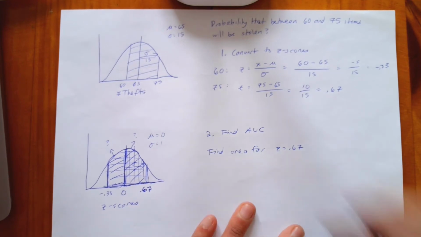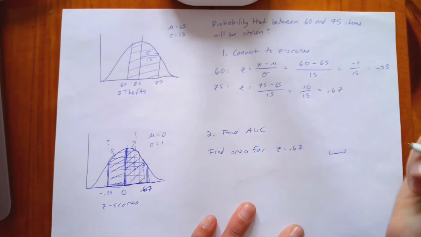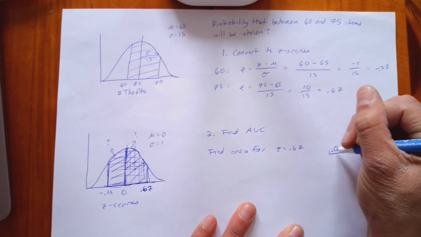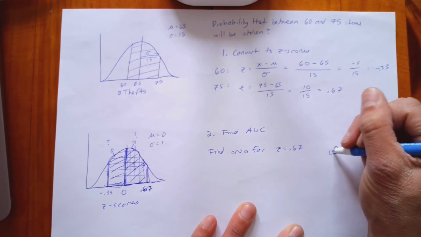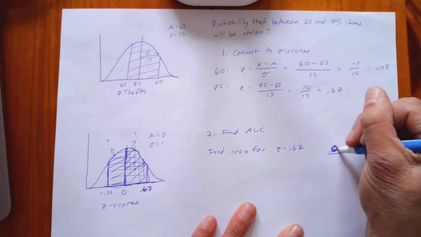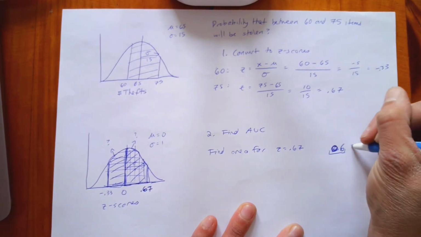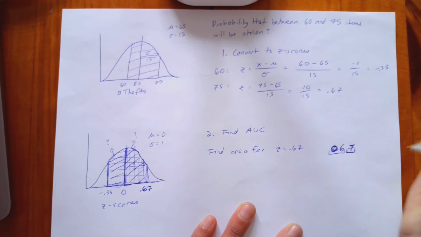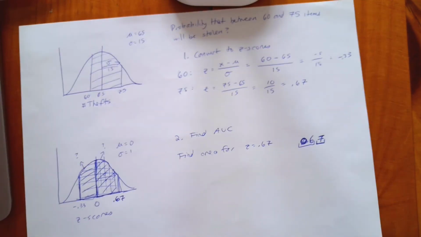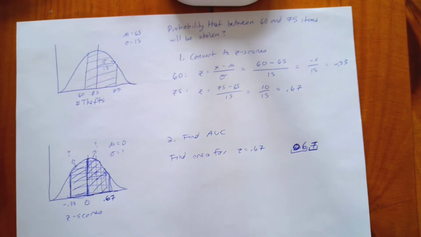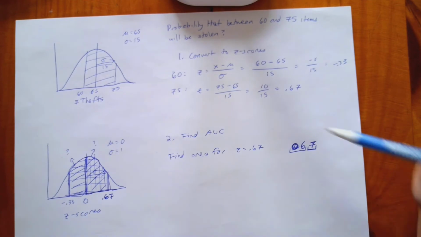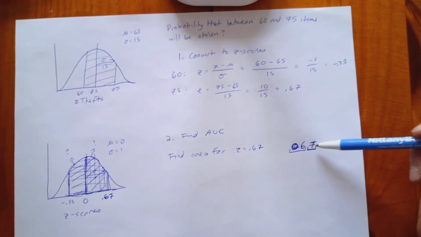So when we look on the z table, we want to think about our first two digits here. In this case, it's 0.6, and then our next digit is a 7. So we want to find the area for z equal to 0.67. We're going to be looking at 0.6 for our first two digits on the z table, and then we'll be looking at 7 for our third one.